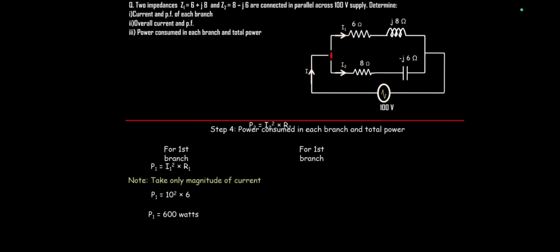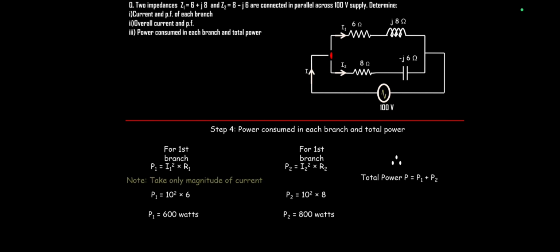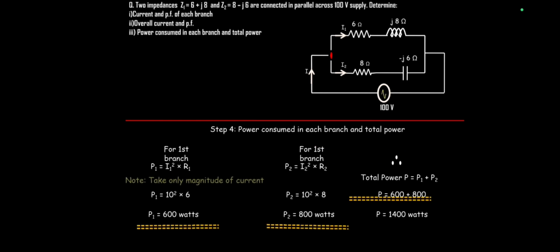Similarly for the second branch, we have the formula P2 equal to I2 square into R2. So 10 square into 8, because the resistance of 8 ohm is connected in the second branch. So it is 800 watts. And total power will be the summation of P1 and P2. So we get 600 plus 800, that is 1400 watts. So we got the power consumed in each branch and the total power.